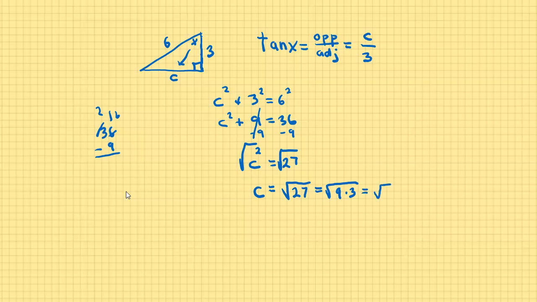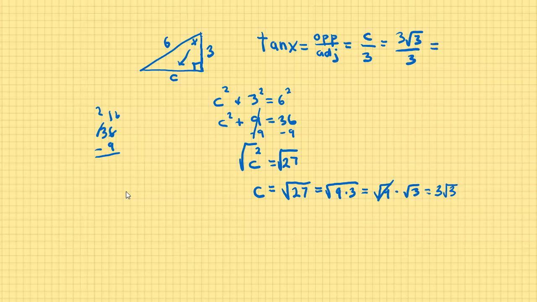So we have the square root of 9 times the square root of 3. Square root of 9 is 3, so we get 3 square root of 3. So we know what c is. C is equal to 3 times the square root of 3. We're going to put this here over 3. And there we go.